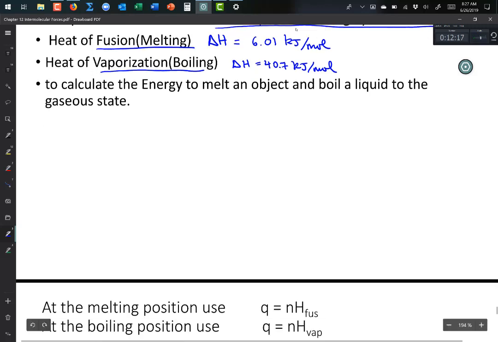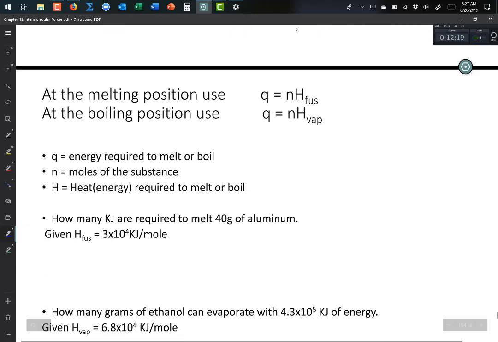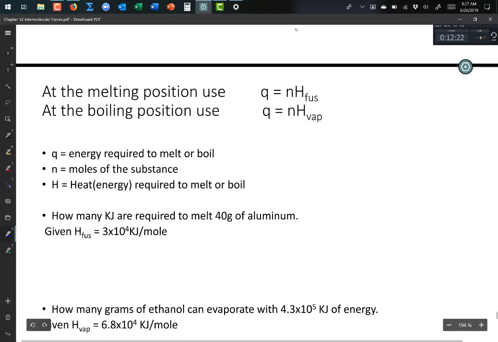All right, let's see. The way you use these values: these are the equations. Q is still the heat. So Q, the energy required to melt a substance, depends on the moles of the substance and how much energy it takes to change that state. There should be deltas in here, by the way. I think he chose not to put the deltas in there. So this should actually be n delta H fusion, and this should be n delta H vaporization.